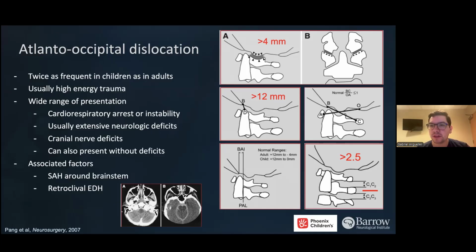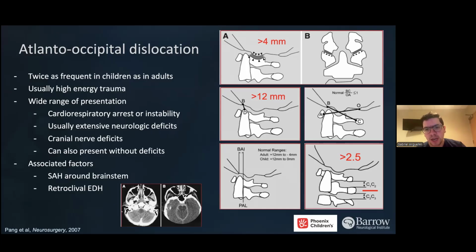If you can imagine what that means, if it's greater than one, the BC interval, or line from the basion to the posterior aspect of C1, is going to be greater than the OA, and that means there's likely an anterior dislocation, an anterior AOD. This Powers ratio, as it's termed, is really not very good at detecting posterior dislocations because the ratio is still going to be normal. However, that's much less likely than an anterior dislocation, so it's still important.